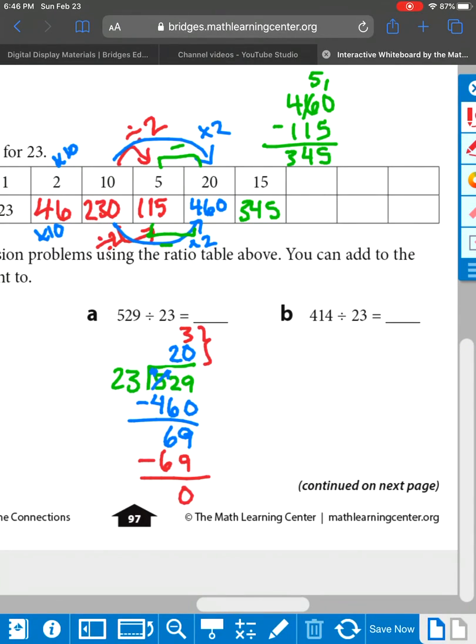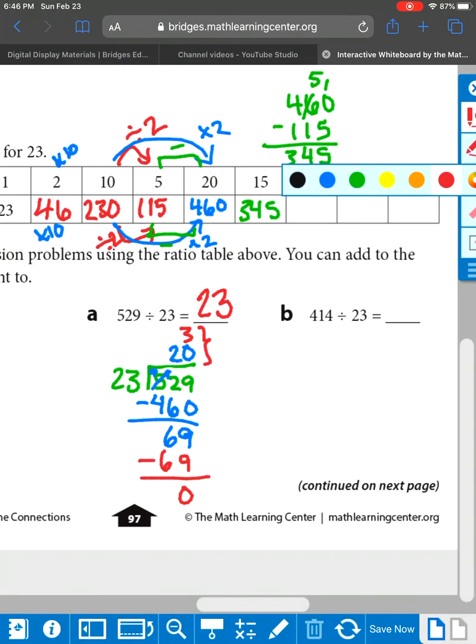I just need to find my answer, which I can do by adding up my number of groups that I took away in chunks from my whole. And so 20 groups plus 3 groups would be 23 groups.